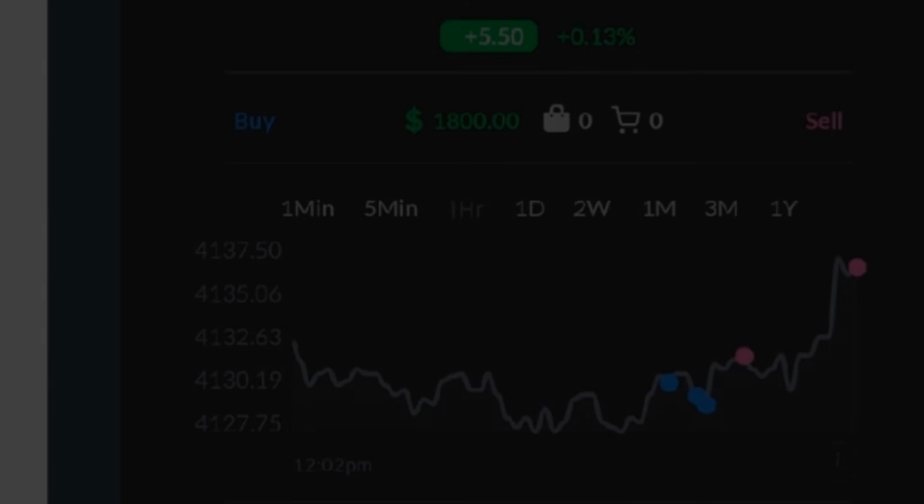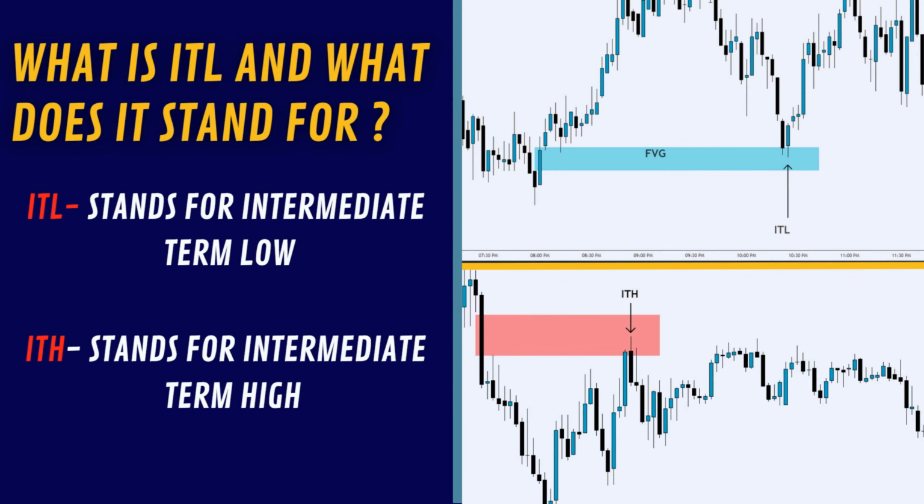So if that sounds good to you and you are down, then let's go ahead. For me to be able to teach you the intermediate term market structure shift, you need to know what intermediate term highs and lows are. An intermediate term high is a high that's filled a fair value gap, as you can see in the bottom picture there. In the top picture, you can see that a bullish fair value gap formed and then price action dipped down into it, forming a low that is an ITL. So you have the ITL and ITH.